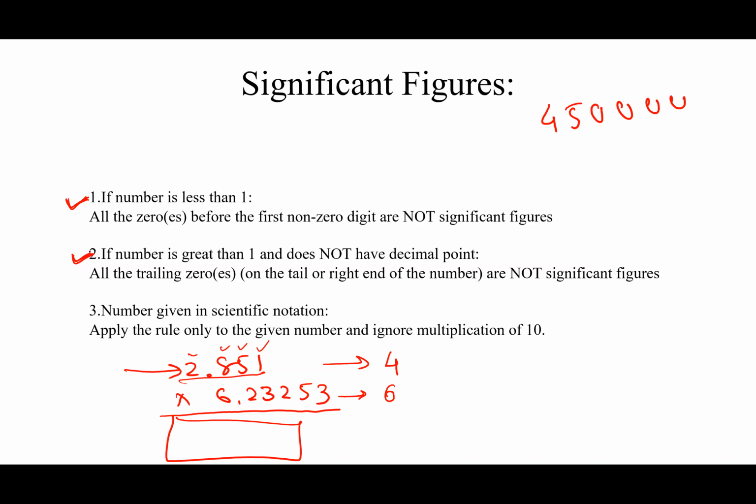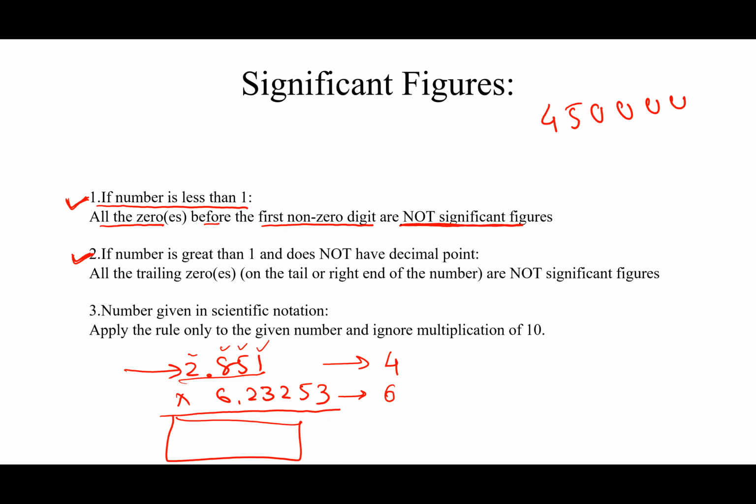Everybody must pay attention. The rule is, if the number is less than 1, the number has to be less than 1, then what is the rule? It says all the 0s, if you have one 0 or more 0s before your first non-zero digit, are not considered as significant figures.